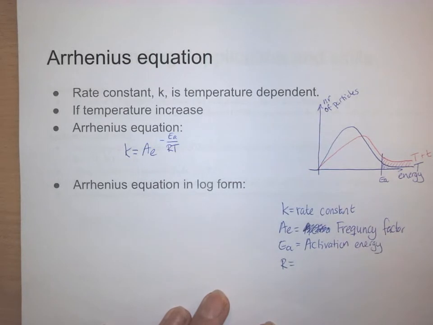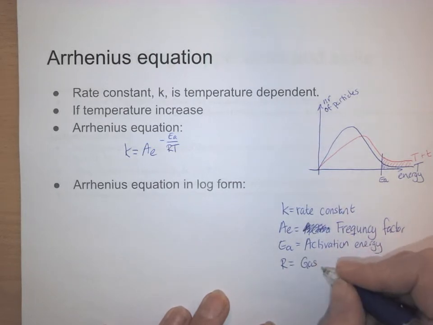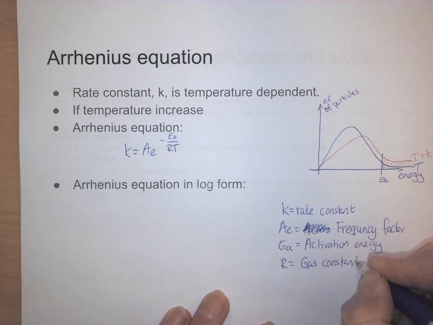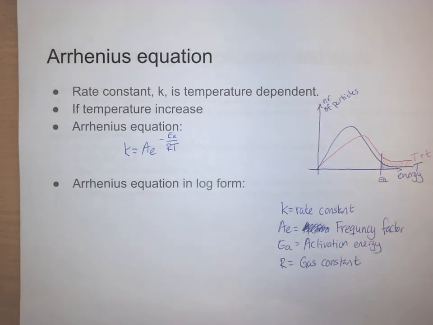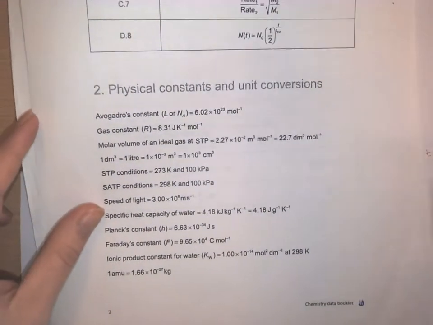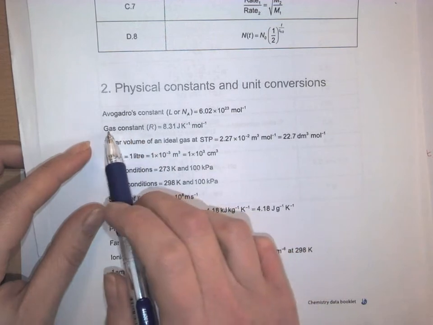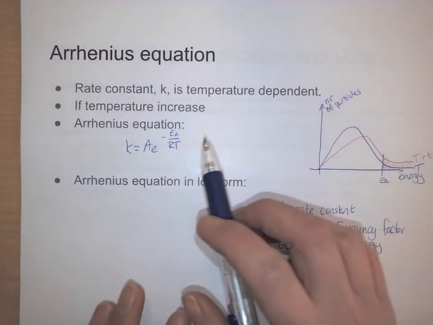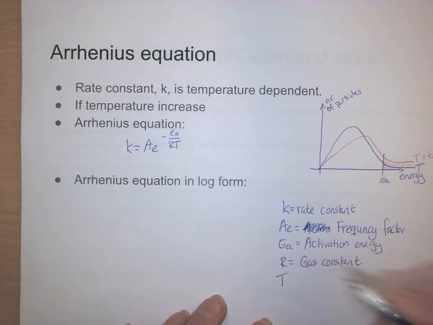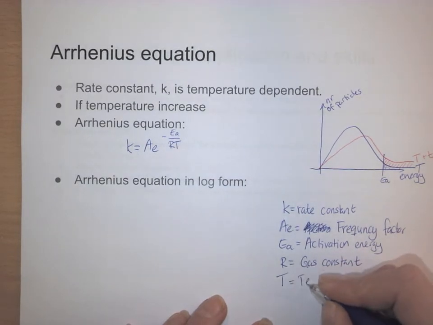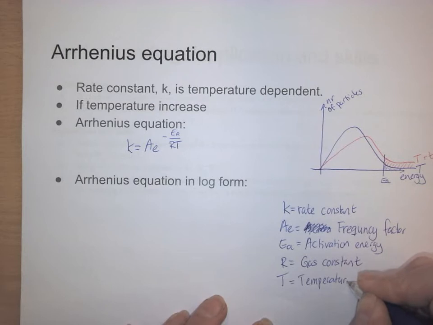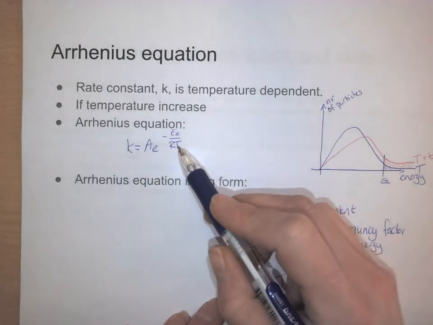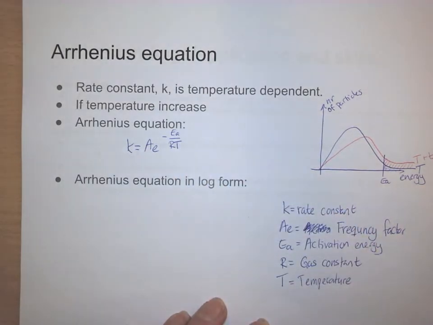R is the gas constant. You have that in your chemistry data booklet, section number 2. I'll show you. So you have the R constant here. This is the number you should use, 8.31. And the last thing we have in the equation is T, which stands for temperature. And really important here is that this should be in Kelvin, so don't forget that.